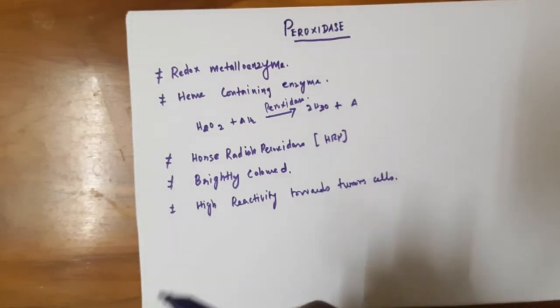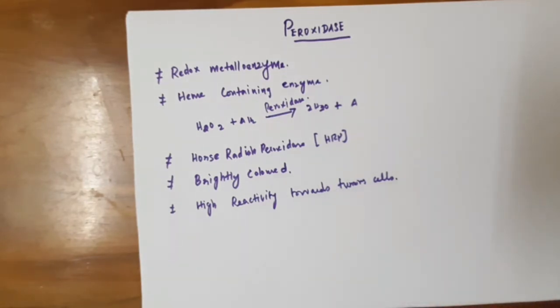So again, this peroxidase enzyme is used to protect the cells, and it acts as an antioxidant, and it is also used to reduce the toxic effects of peroxide against organs. And in plants, it is important for the synthesis of metabolites. So these are some biological roles of the peroxidase enzyme.